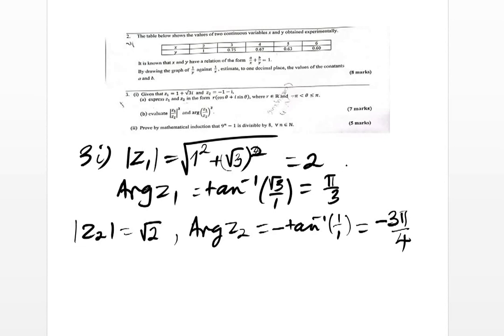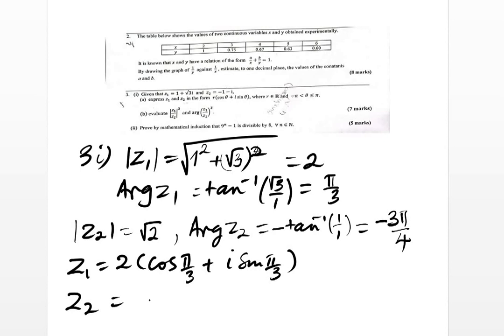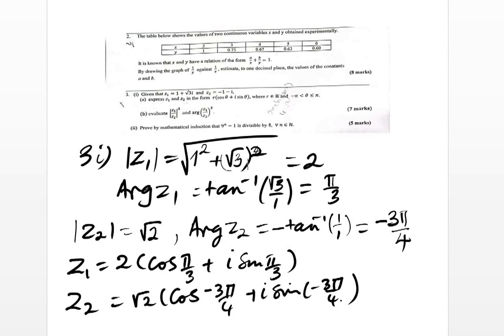So this one, write it in that form. Our z1 in that form is 2(cos pi over 3 plus i sin pi over 3). And our z2 is root 2 (cos negative 3 pi over 4 plus i sin negative 3 pi over 4). So those are those values in that form.